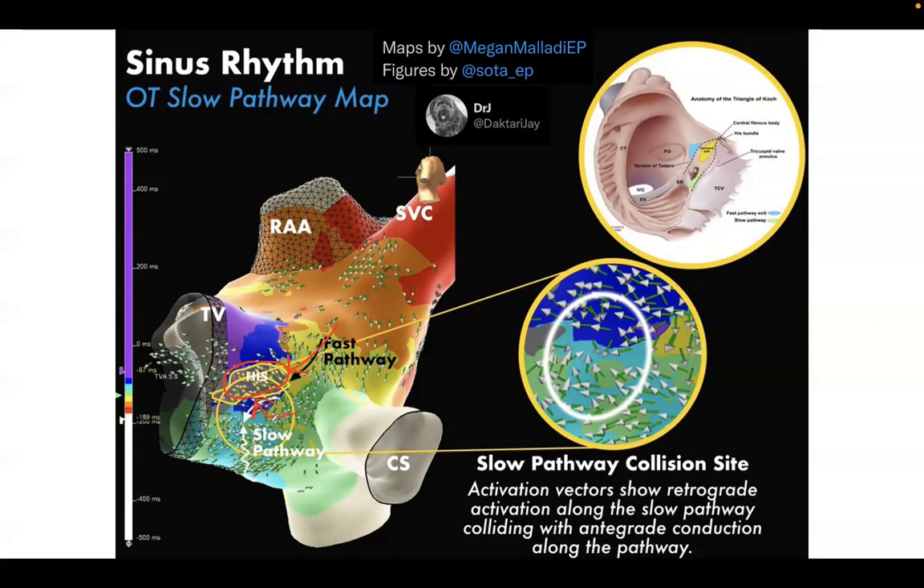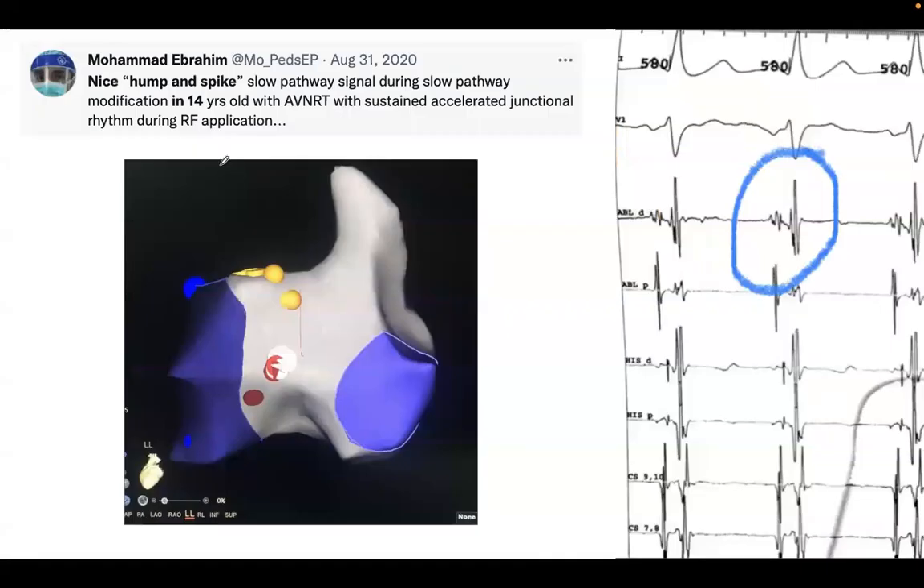This is why we target this area. The slow pathway is more posteriorly located. Usually where the fast and slow pathways collide, this is where you very often get your accelerated junctional rhythm, the collision site. But the point is that you target the slow pathway, which is posterior to the His, obviously, and you try to go as low as possible, and you target that signal that is typically called the hump and spike signal. There's a hump and there's a spike.